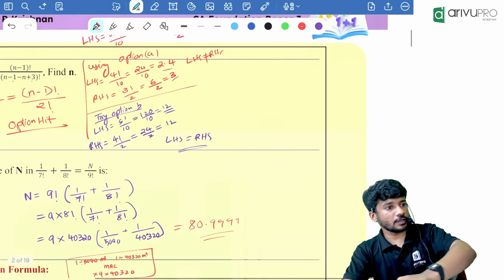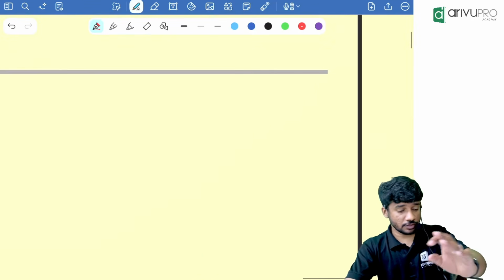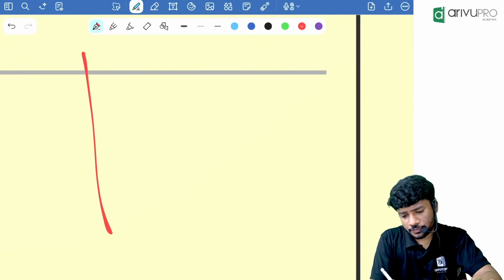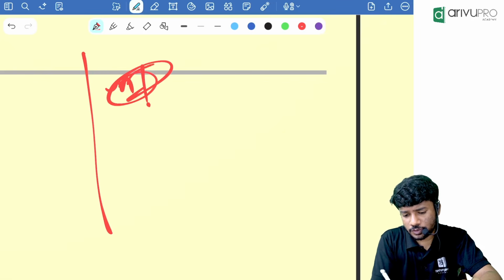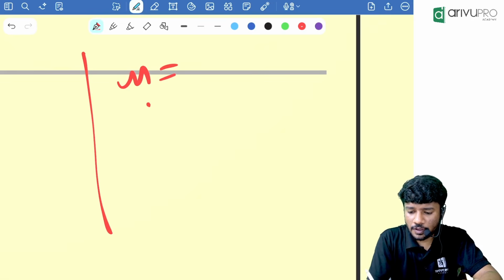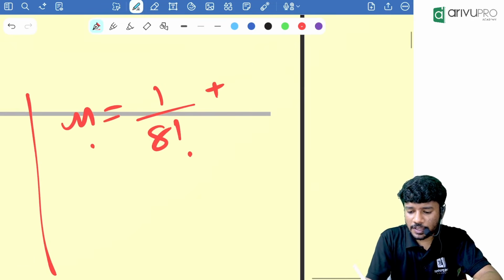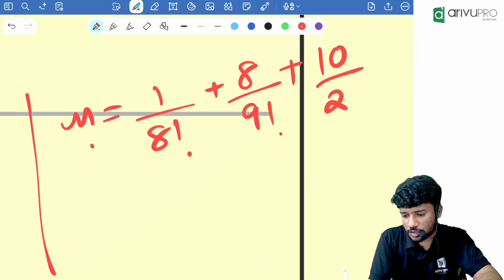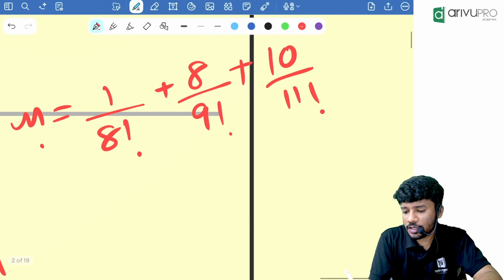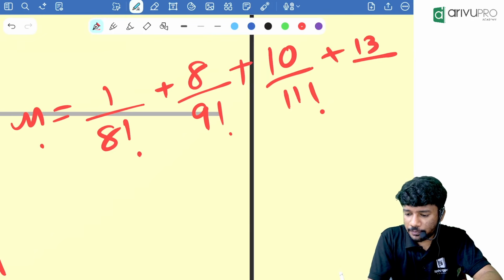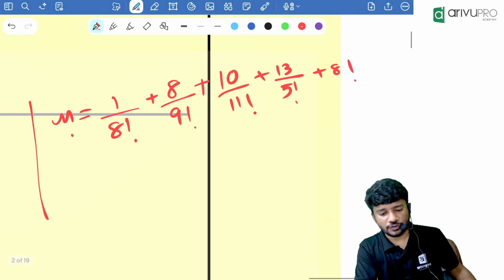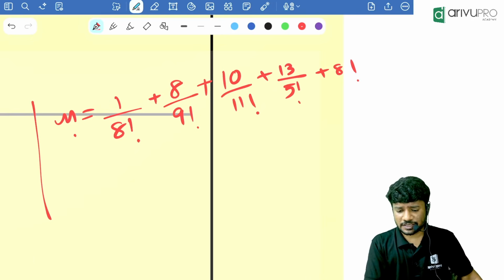Now, online, if you get stuck in this type of question, please ask me right away. Now, what if the question is given like this? N is equal to 1 divided by 8 factorial plus 8 divided by 9 factorial plus 10 divided by 11 factorial plus 13 divided by 5 factorial plus 8 factorial. How to find the answer for this? What is the easiest way? We will just make some rearrangements so our mathematics becomes much faster.